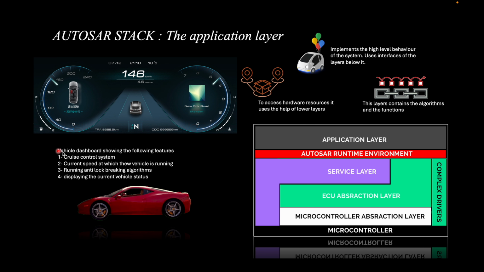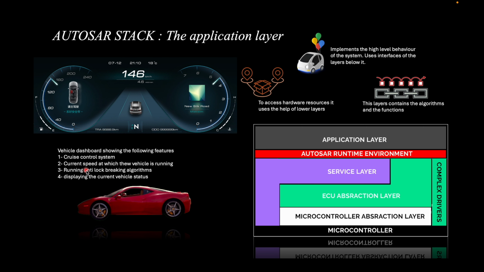So some of the examples could be a vehicle dashboard showing features like the cruise control system. So you can see how far your vehicle is from the front vehicle, and if you want to maintain a defined distance, then you can achieve it with the help of this cruise control system, right? Then the current speed at which the vehicle is running, you can see this, and this is done with the help of this application layer only.